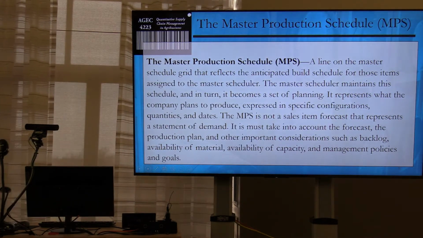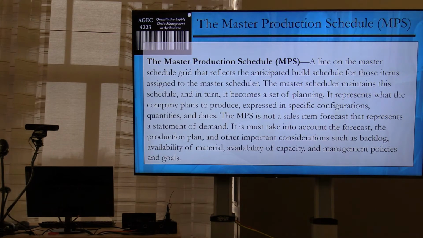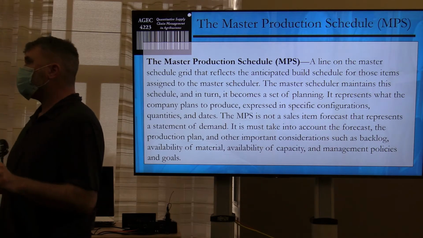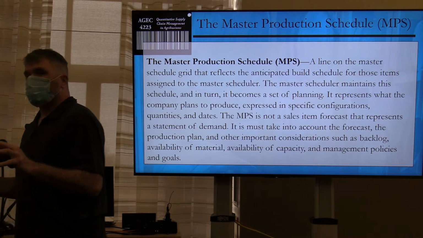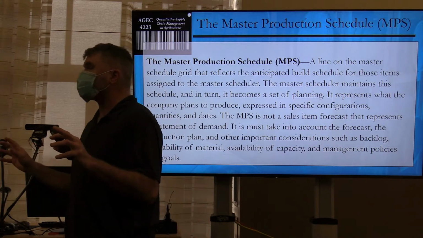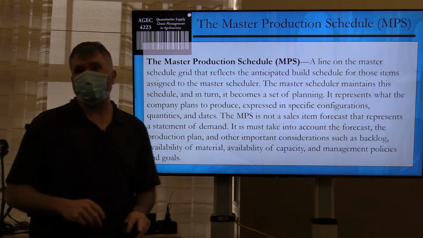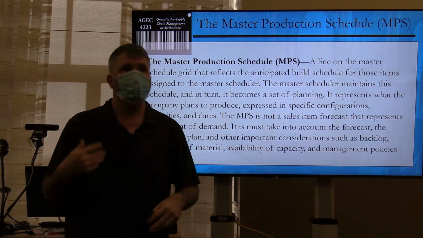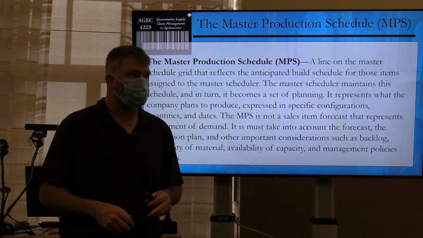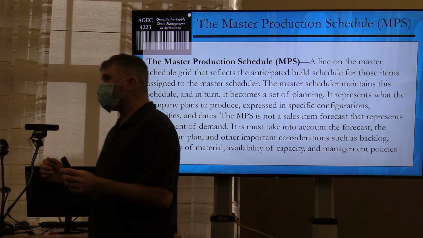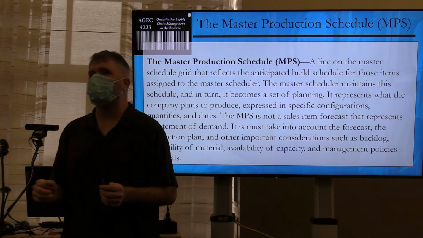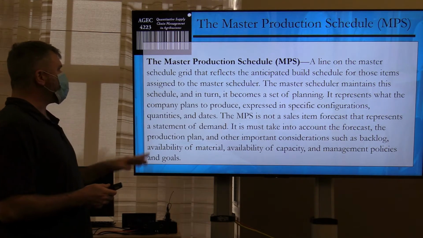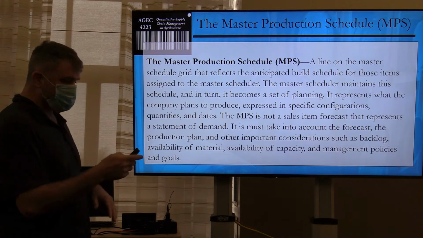Master production schedule. This is a big, long definition that I will never expect you to memorize. And all tests or anything are open notes. So maybe you'll have to recognize this definition and be able to say that this is the master production schedule, but you won't have to memorize it. But again, like all these supply chain management definitions, it's really wordy and it doesn't make much sense to you right now, but it says a line on the master schedule grid. Well, what does that mean?